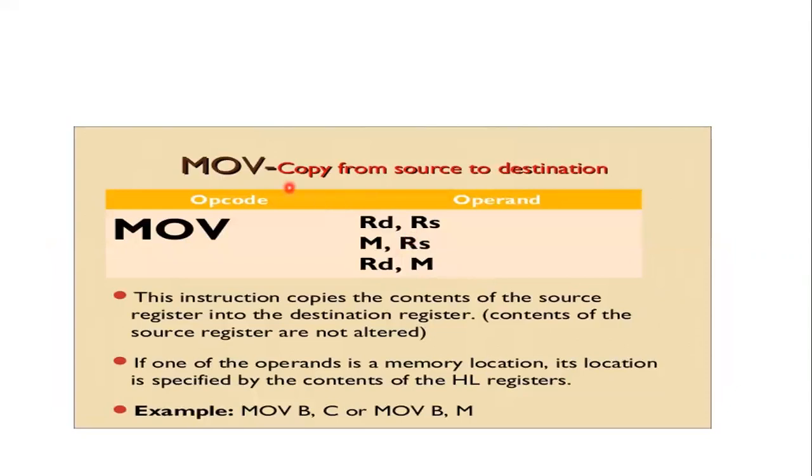Okay, the first instruction is move, MOV. This instruction is used to copy from the source to the destination, that is, the value from the source, whether it is a register or memory, to the destination. So this is the syntax. The opcode is move, MOV, and operands Rd, Rs, that is, source register to destination register.